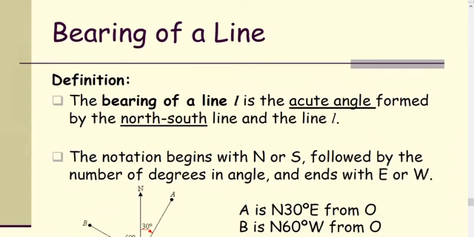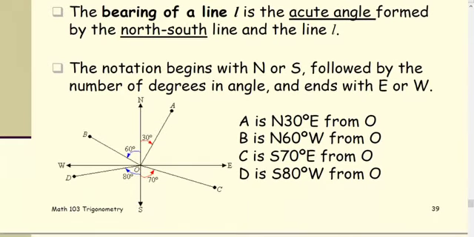Bearing of a line. By definition, the bearing of a line L is the acute angle formed by the north-south line and the line L. Acute angles are between 0 degrees and 90 degrees. The notation begins with N for north or S for south, followed by the number of degrees in the angle, and ends with E or W for east or west.